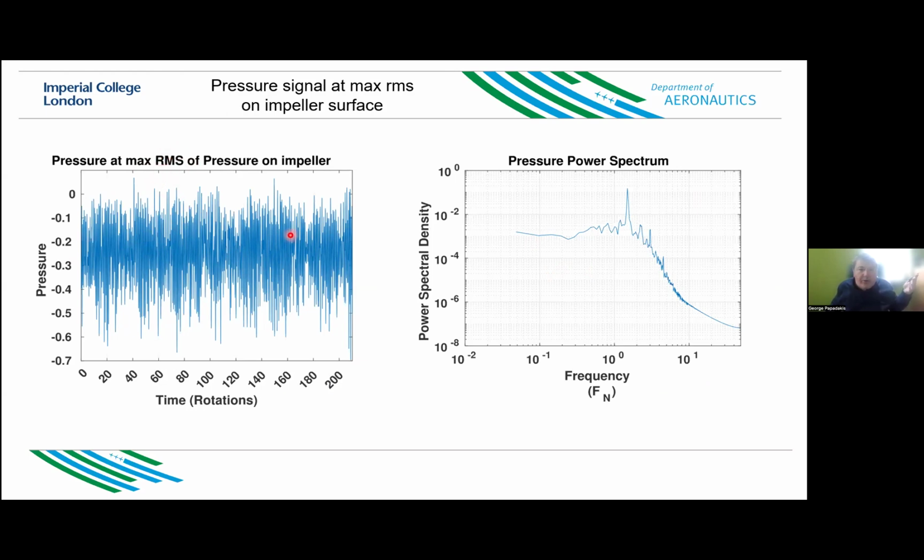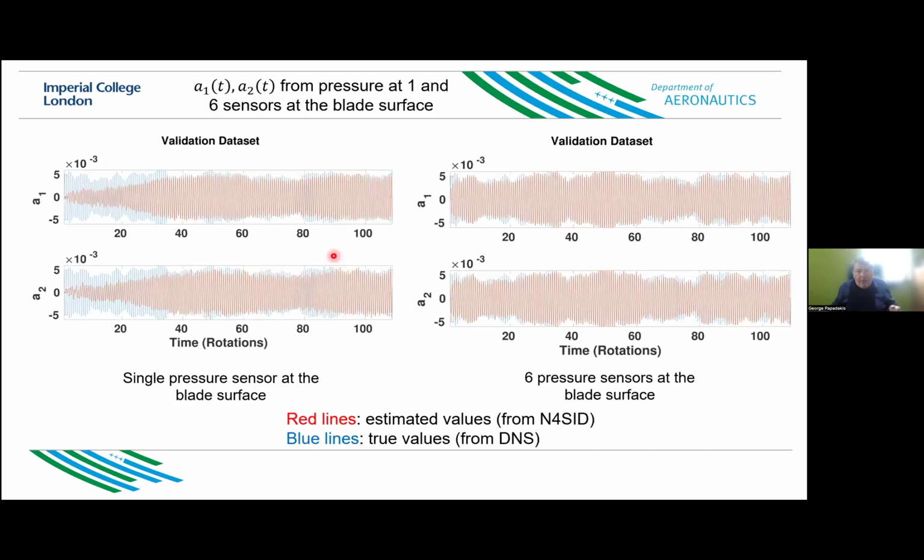You can see a very chaotic signal. Of course, from the spectrum you can again get the frequency at 1.5 FM. So I retrain my model and feed this chaotic signal to my estimator. Here I have the validation set for 1 pressure sensor and 6 pressure sensors. Again, red lines are the estimated values, blue lines are the true values from DNS.